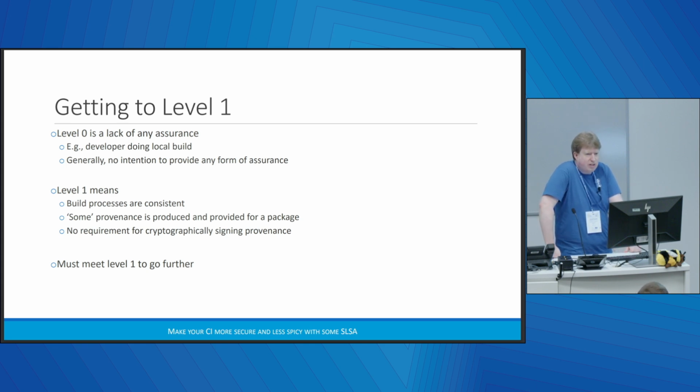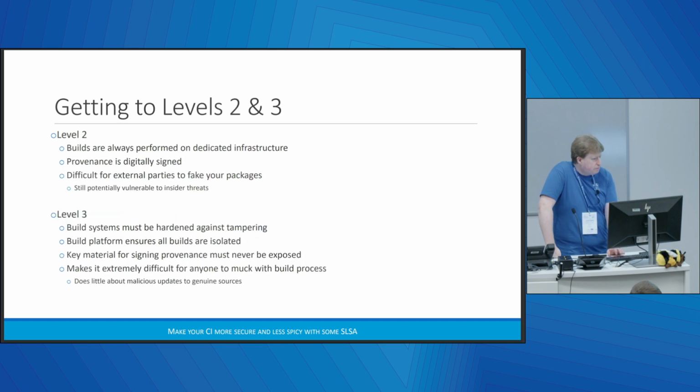So level 1 is really pretty simplistic. It's pretty much just, do we actually do things in a normal fashion, and have we written down how we do it? That's all it seems to be. And there's no requirement to sign stuff cryptographically. But as I said before, you have to meet level 1 to be able to go any further. And I'm assuming most people in this room who produce any sort of software will meet level 1 pretty easily right now, I hope.